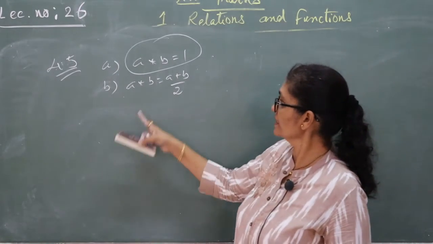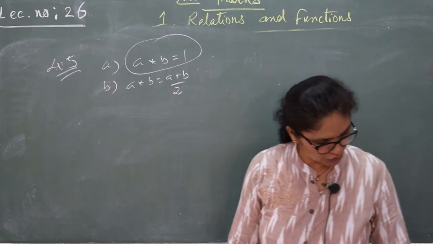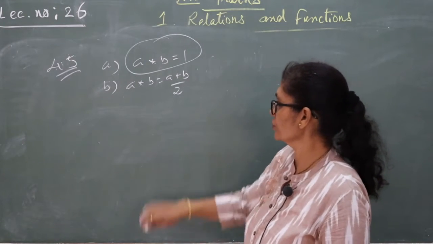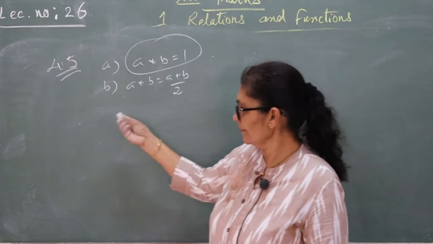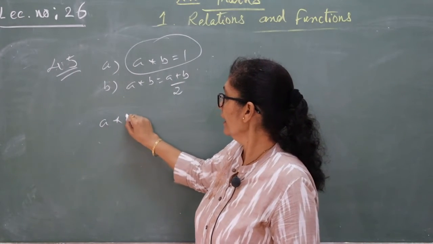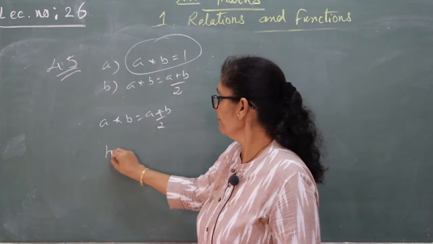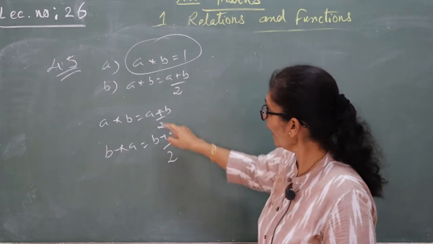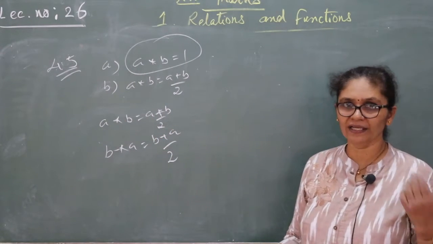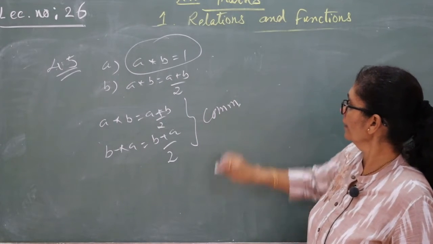Now let's come to the second question, (A plus B) by 2. Here we have to check whether it is commutative or associative. One easy way is by choosing numbers, but here we prove directly. A asterisk B is (A plus B) by 2. Now if I write B asterisk A, then (B plus A) by 2. If you add A and B or B and A, the meaning remains the same. So from this result you can say it is commutative.